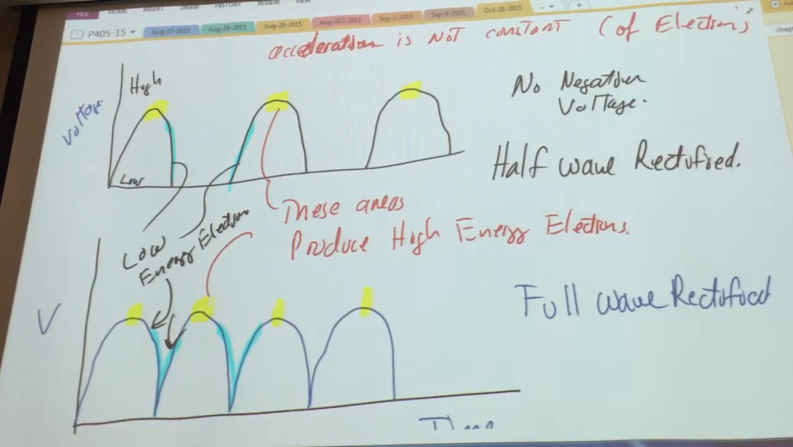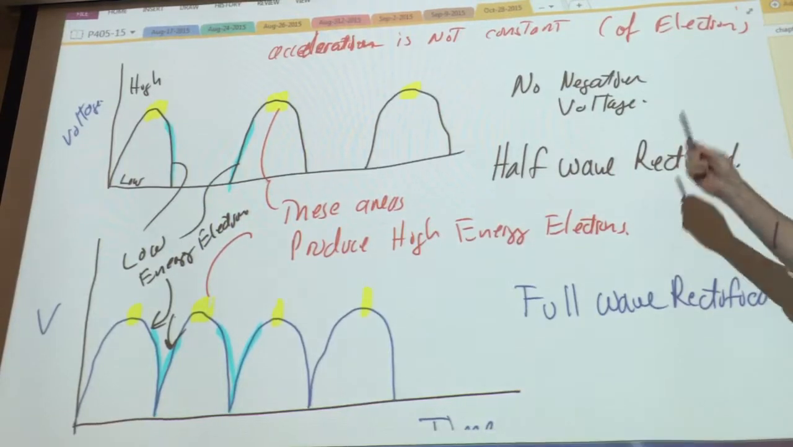High energy electrons are going to produce high energy photons. What are low energy electrons going to do? Low energy photons. Very good.